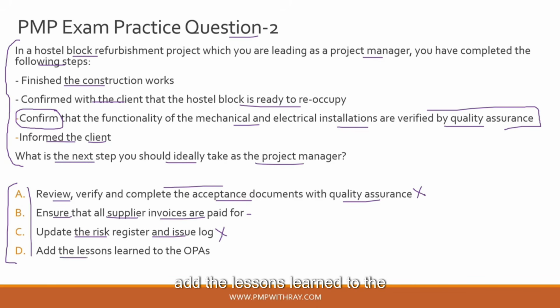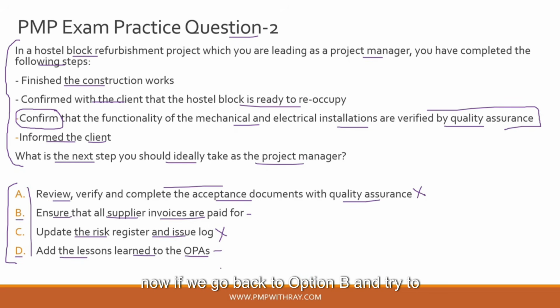Option D, add the lessons learned to the organizational process assets, which are the OPAs. Okay, now this is also a valid option, guys, because before you close out a project, if you go and study the closing phase of PMBOK, you will see that one of the critical activities performed during a closeout process is to update the lessons learned register from the project and file it as part of your organizational process assets. Okay, now let's park this option as well, option D. After the first iteration we are left with option B and option D.